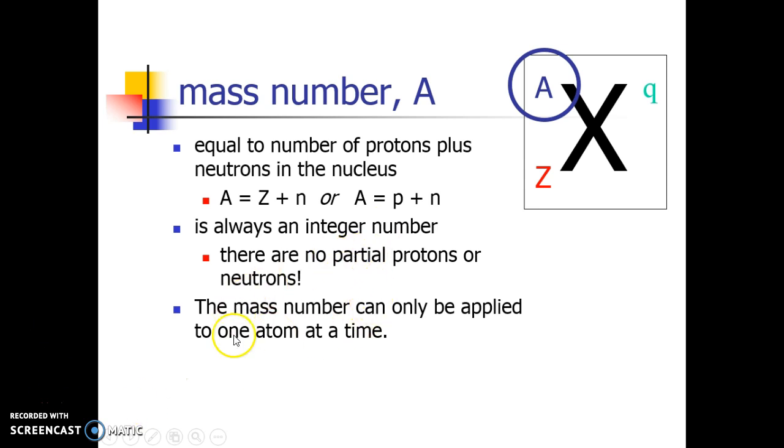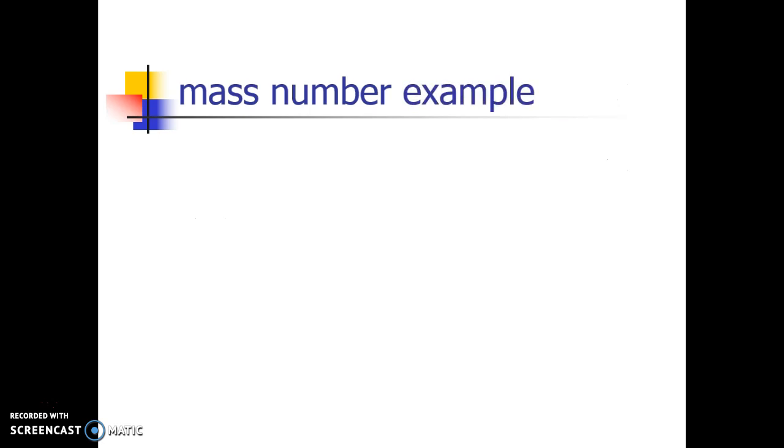So as a result, when we talk about mass number, we can only talk about one atom at a time because atoms' masses can be different. So the mass number really only applies to an individual atom. And again, you cannot get the mass number from the periodic table. That's a really important point for you to know.